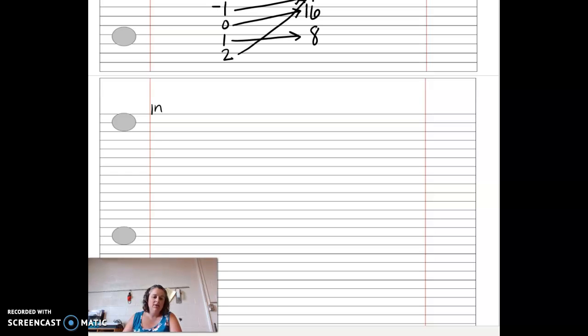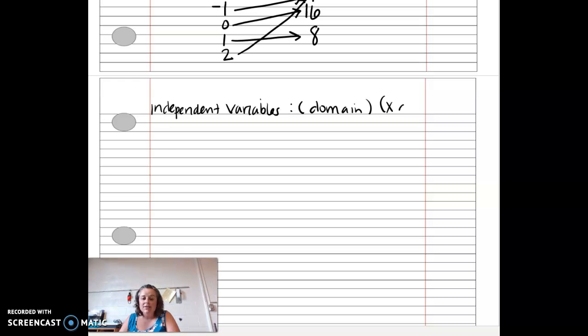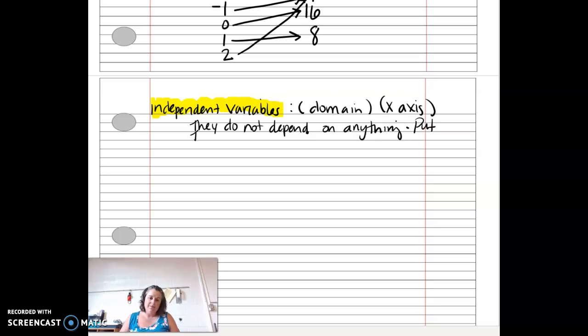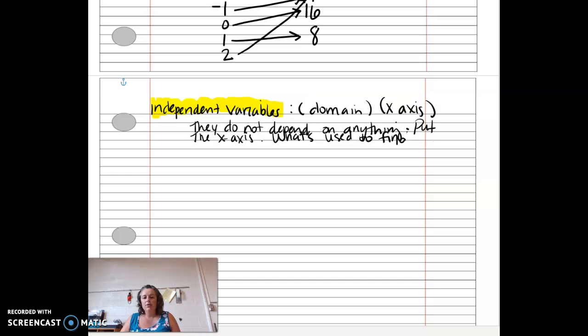Okay, let's look at independent variables. It's the domain, or you put it on the x-axis. And I'm going to highlight this. Independent variables do not depend on anything. They're put on the x-axis. I always like to say it's what's used to find the numbers in the range, or the y-axis, I guess we could say.